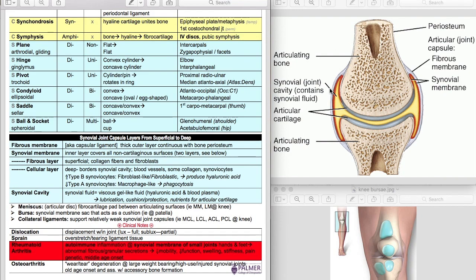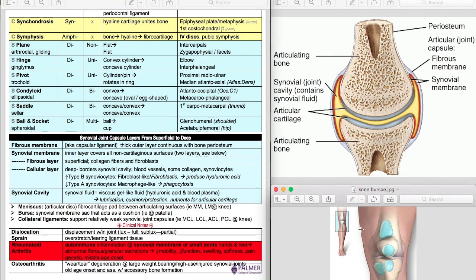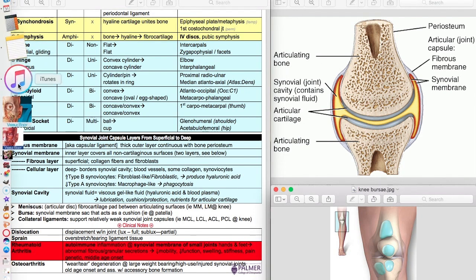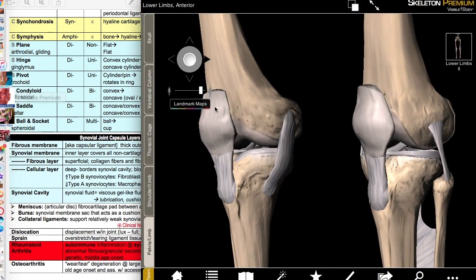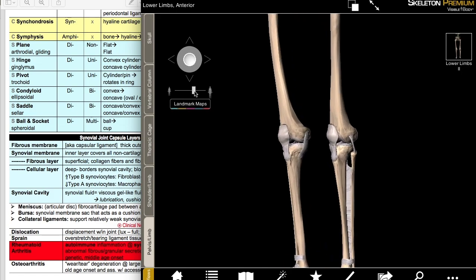So here's our picture. You could use it, you could use Gray's, you could look it up. We're going to move on to some other random anatomy. Okay, what is a meniscus? Well, a meniscus is probably best shown with our skeleton app. We've got a set of nice knees here.